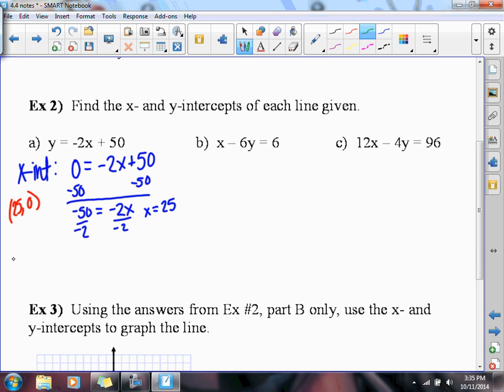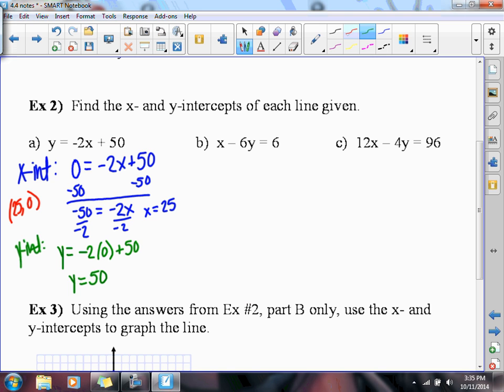And then to find my y-intercept, kind of smushed on room here, but we'll squeeze it in. I'm going to substitute in 0 for x. So I go back to my original equation. Y equals negative 2, and instead of x, I'm going to put 0 plus 50. Well, negative 2 times 0 is just 0, plus 50 is 50, so y equals 50.